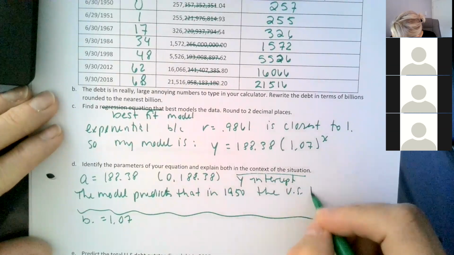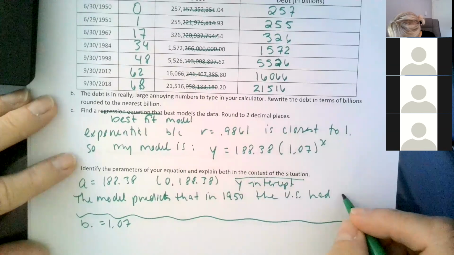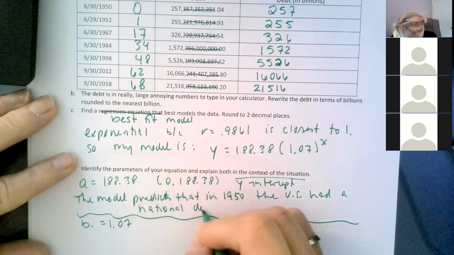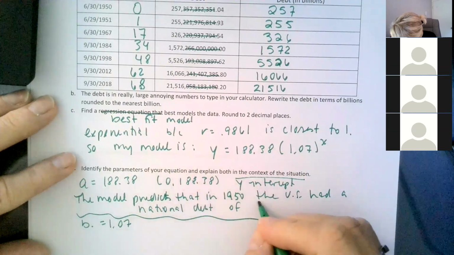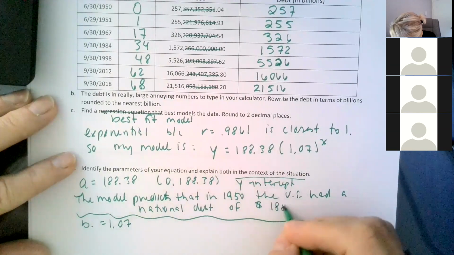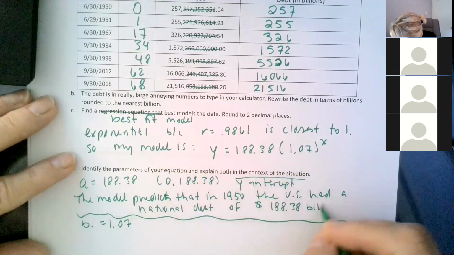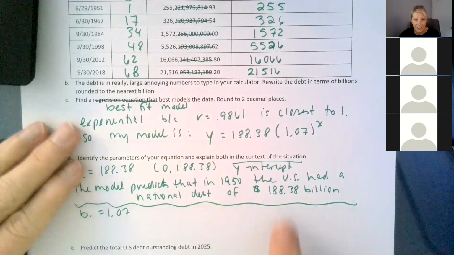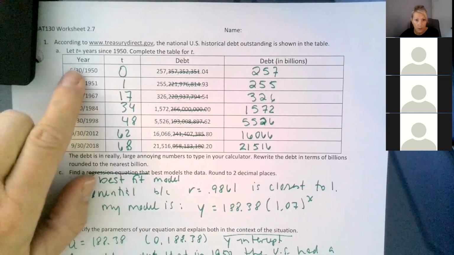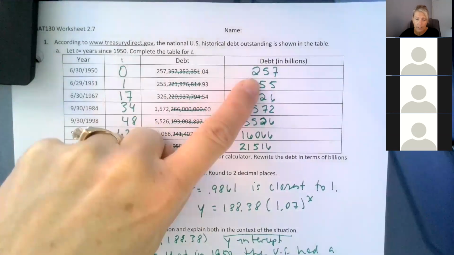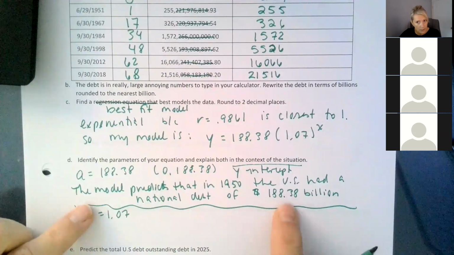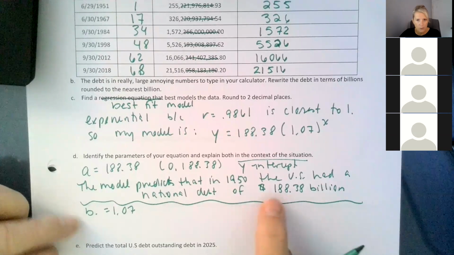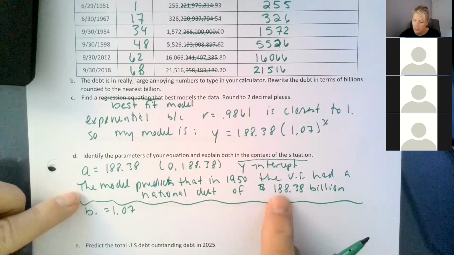the U.S. had a national debt of 188.38 billion. Now, I want to acknowledge that is not the actual data point. The actual data point that is real, true in life was 257. So we can already see that our model underpredicted a little bit, right? By like 70 billion. But that is what the interpretation of the Y-intercept is for our model.